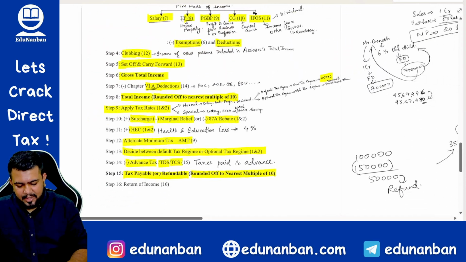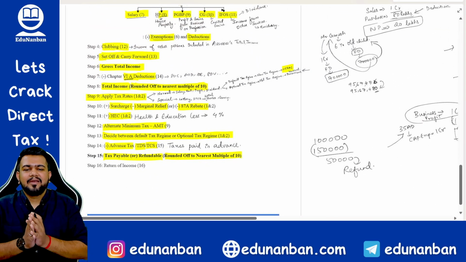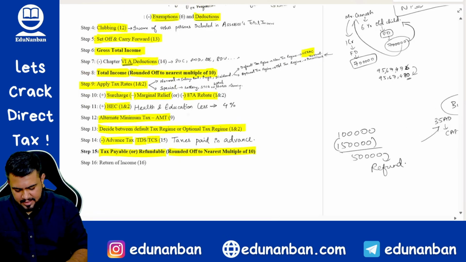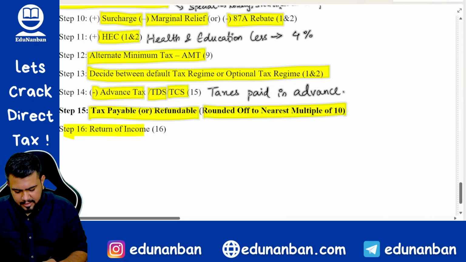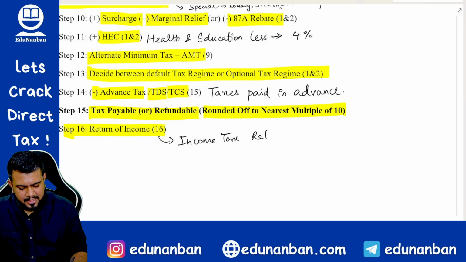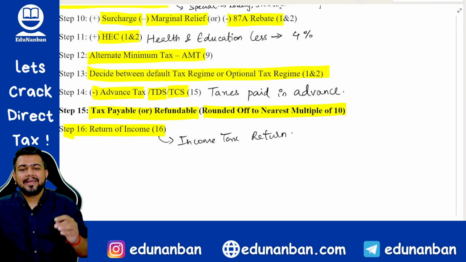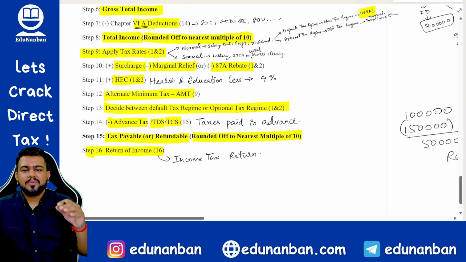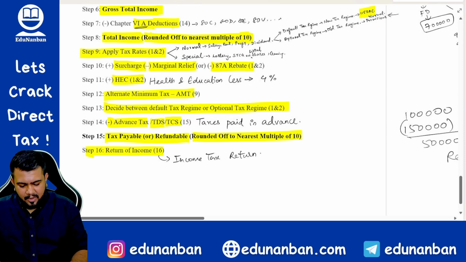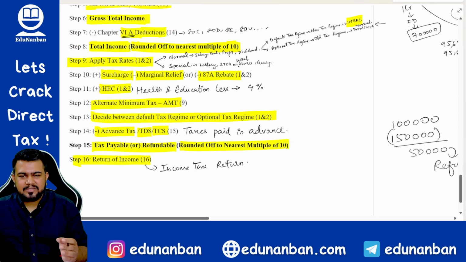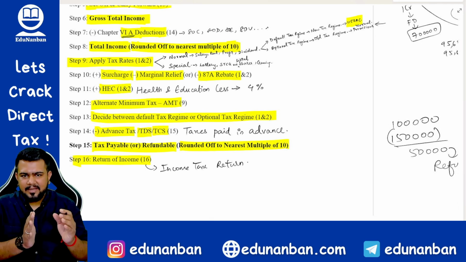And after doing all this calculation, what are you going to do? You are going to submit it in the return of income. Return of income means what? Income tax return. So the assessee or the taxpayer will file the income tax return. In the income tax return, only all this information will be submitted to the government, and based on this information only the assessee or the taxpayer is going to pay the tax or get the refund.